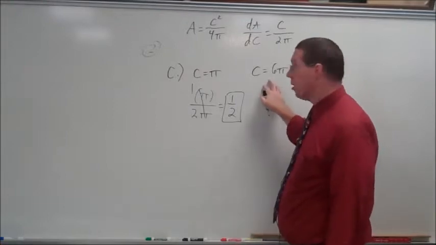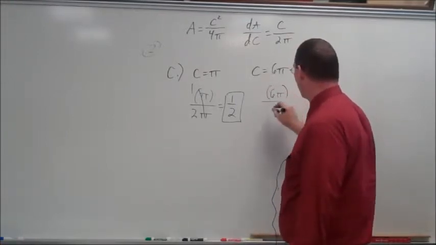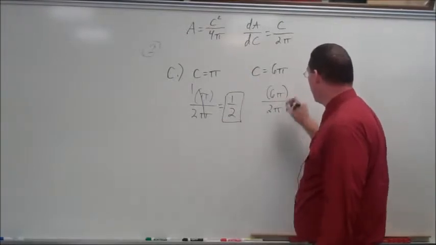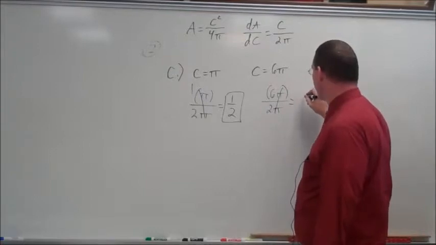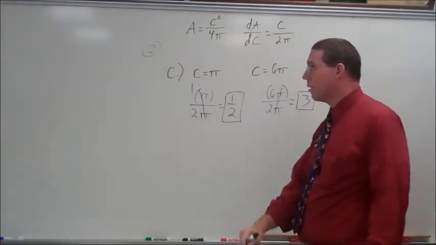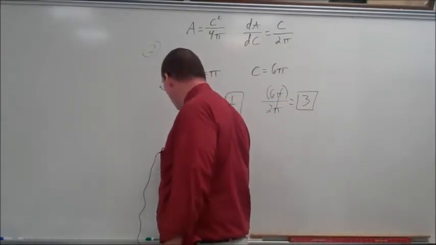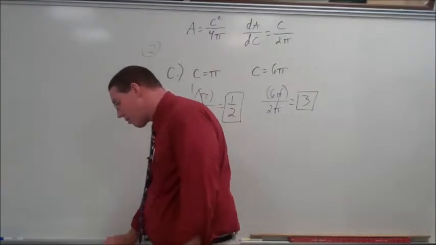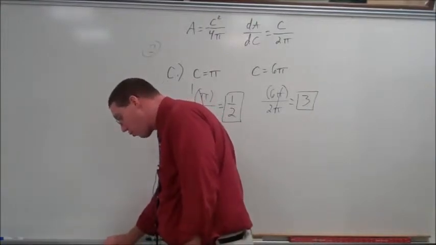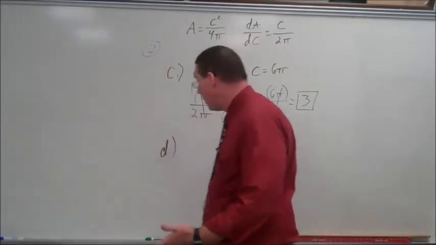And then over here, if I put 6 pi in, I get 6 pi over 2 pi. The pi's cancel, and that leaves 6 over 2. And 6 divided by 2 is 3. Okay? And now part D says, what would the units be? If C is measured in inches and area is measured in square inches, what units would be appropriate for DA/DC?